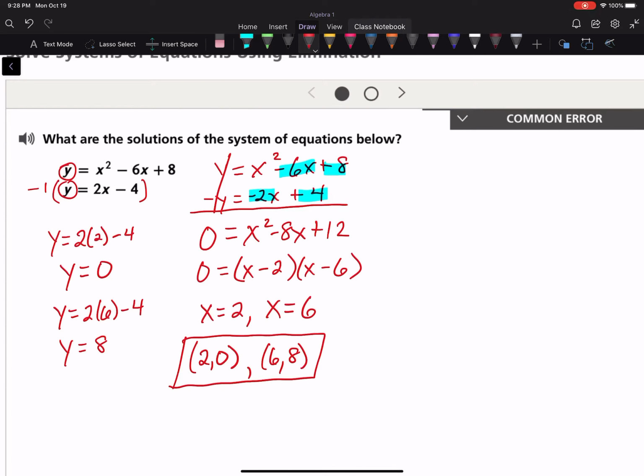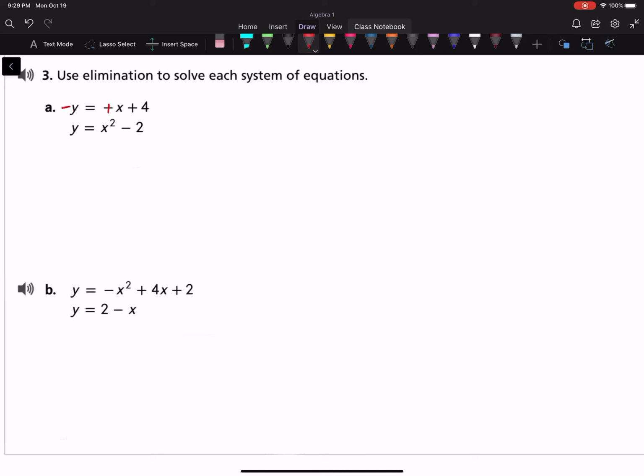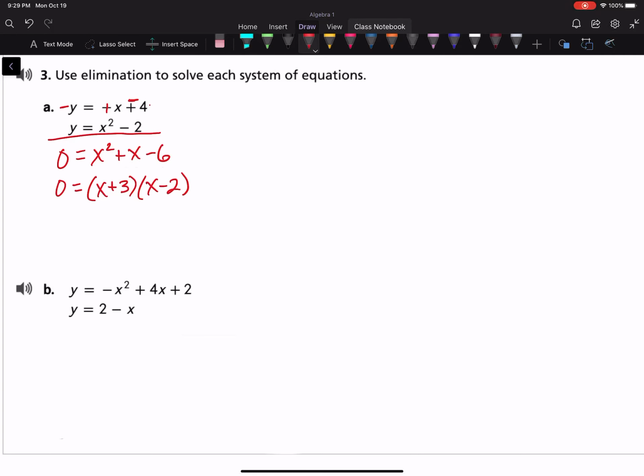Again, I like making the one without the x squared negative, so I'm going to make that negative, that's positive, that's negative, and I add them up. 0 equals the x squared just comes down. X does not have anything to add to it because there's no other x's. -4 minus 2 is -6. And then again, I'm going to factor. That would be x plus 3 and x minus 2, because -2 times 3 is -6, and 3 plus -2 is 1. So my x's are equal to -3 and x equals 2.